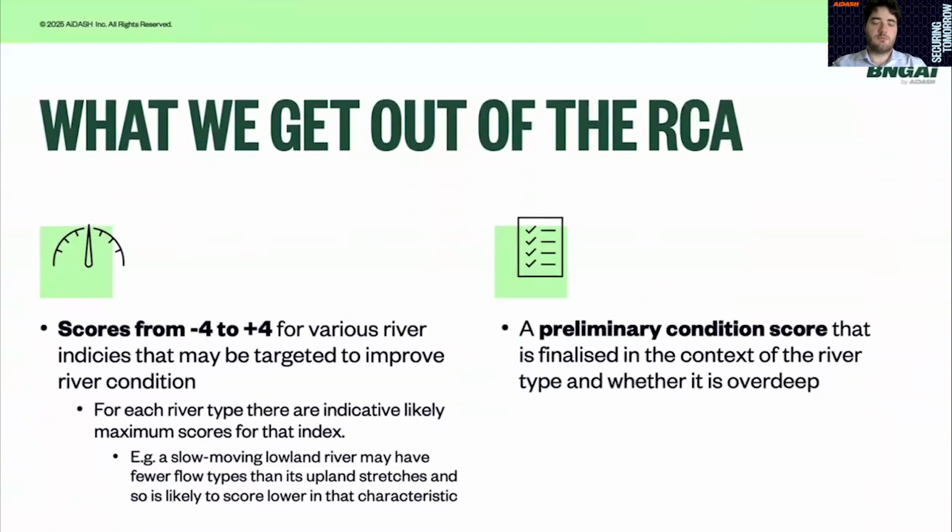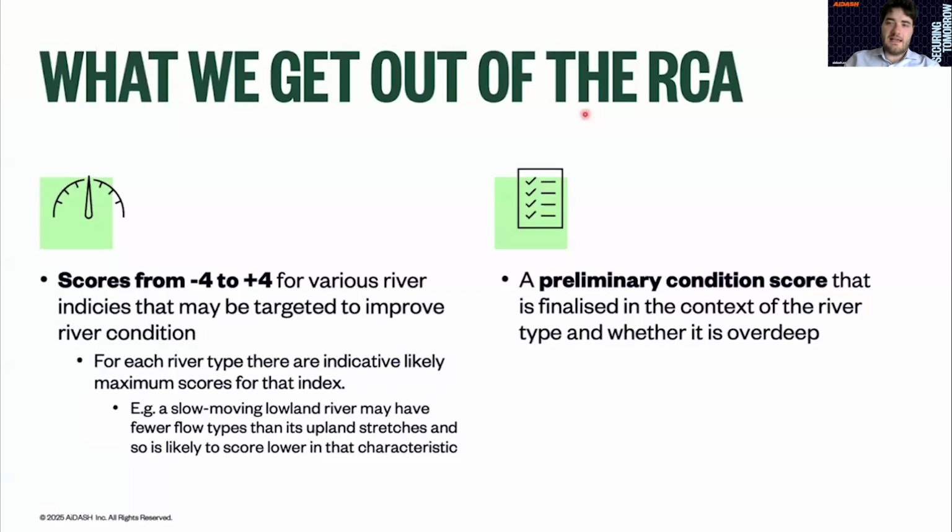So what would we get out of the RCA? What we get is a preliminary condition score initially, which is then combined with the information from the river type to determine a final condition score, which includes a modification based on whether the river is over-deepened. And that's something that the RCA person will work out, that end condition score. And that's what we need for the metric. We just need to have encroachment, strategic significance, distinctiveness, and the final condition score. But when we start thinking about interventions, we want to know how we get from moderate to good, or moderate to fairly good.